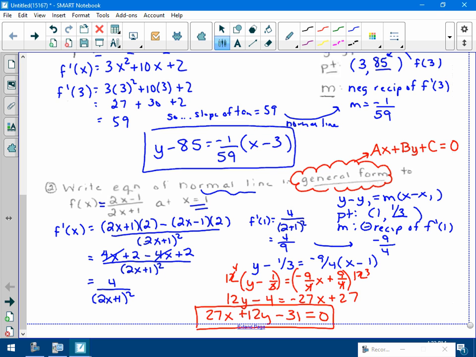Okay, so that's normal line. Basically just remember negative reciprocal of the slope that you find. That will be on the quiz tomorrow. If you turn it over to the back, chain rule will not be on the quiz tomorrow, but we started it yesterday. I wanted to see if you still remember it, keep it fresh in your mind for after the quiz.